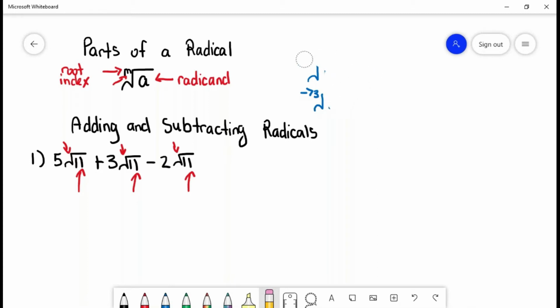So in the case of this problem, as you could see, there is really no number written here. So it is safe to understand that the root index is 2. Therefore, all of the radicands are the same for all of these terms, and so are the root indexes. So we know that they are all like terms, and we can add them up. So now, just as we would with variables, what we have to do is combine like terms.